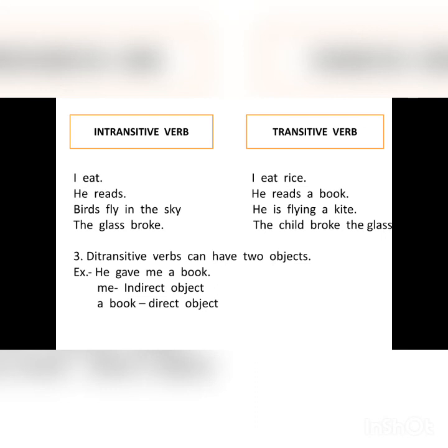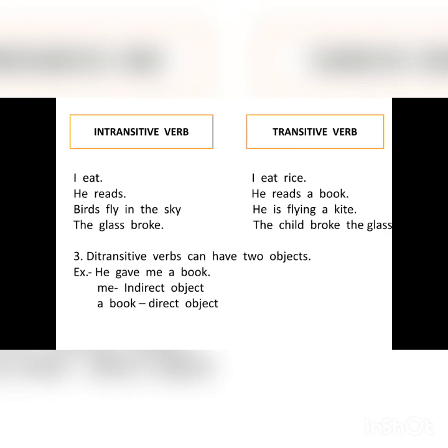Now the fourth one, the glass broke. So in this sentence, broke here is an example of an intransitive verb. And the other sentence is, the child broke the glass. So in this sentence, the glass here is the direct object. So broke here is an example of a transitive verb. Now see the third one. Ditransitive verbs can have two objects. Let's see the example. He gave me a book.